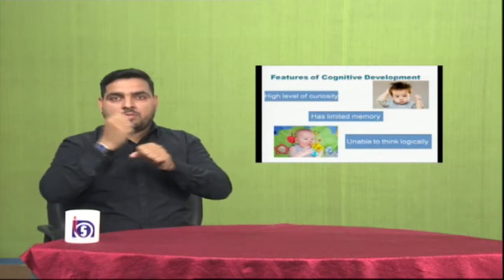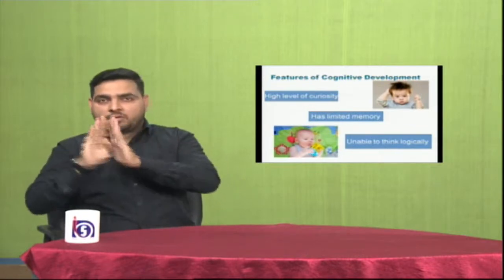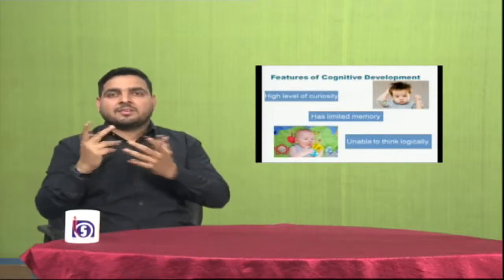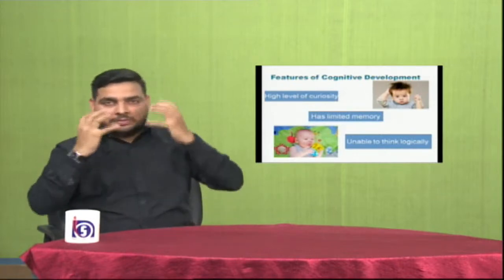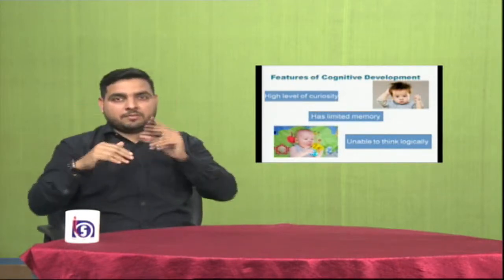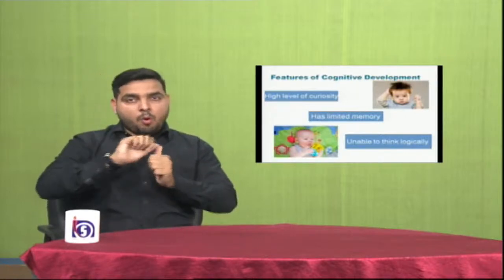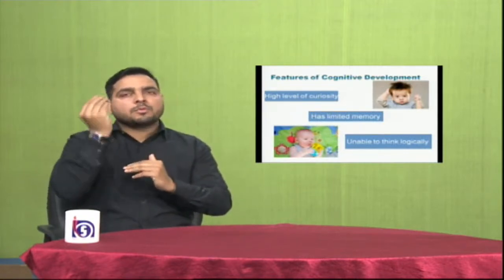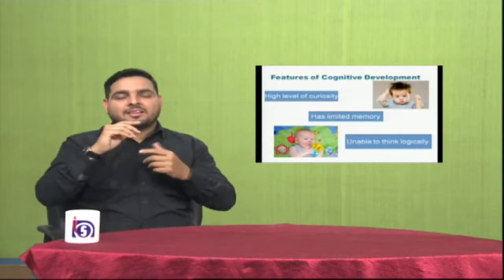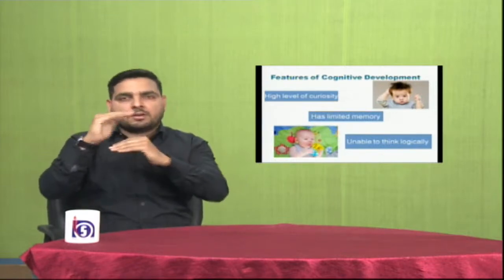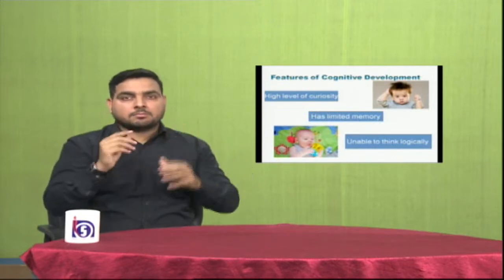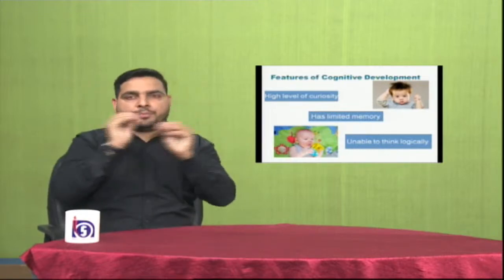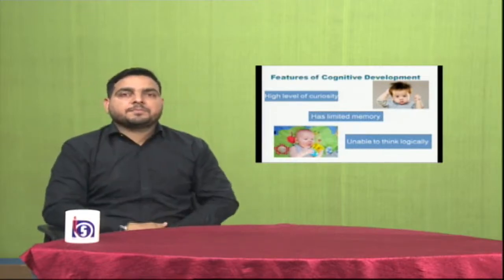Features of cognitive development. What are they? High level of curiosity, there is a lot of curiosity in the child. The second is limited memory. They remember little games, they remember morning, good night. They don't remember completely, but they remember some. And third is being unable to think logically.